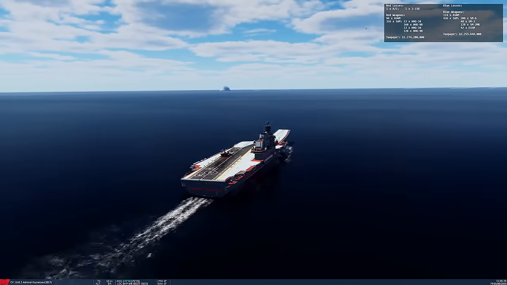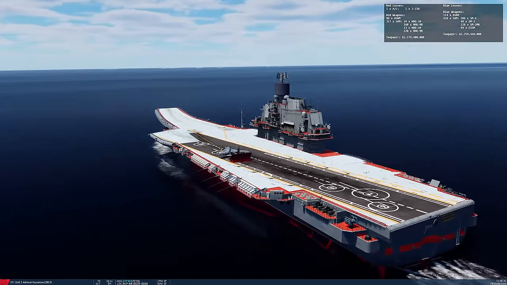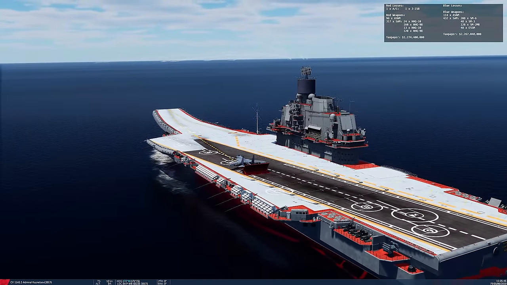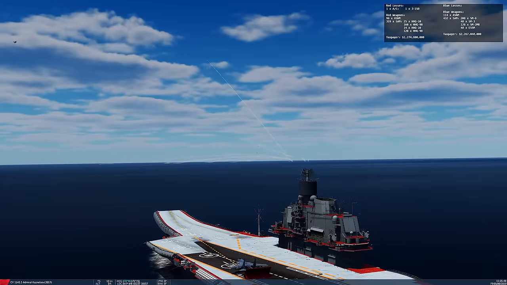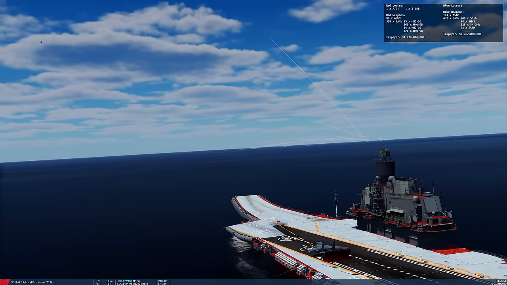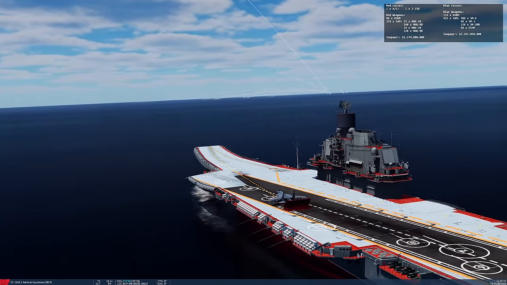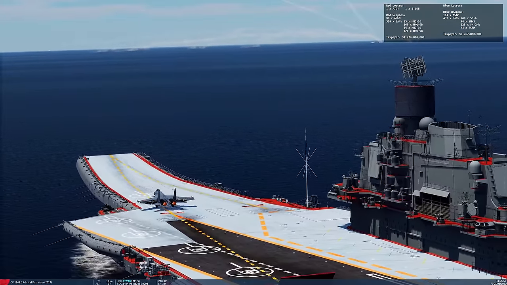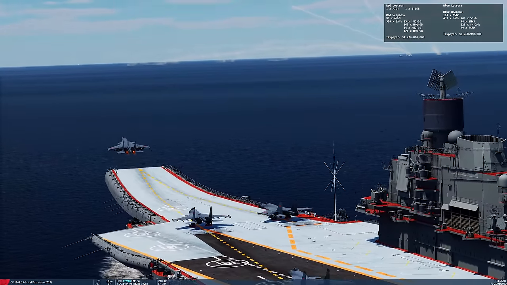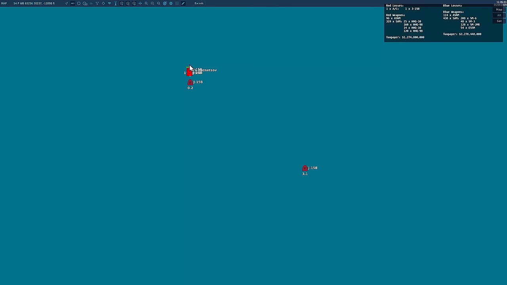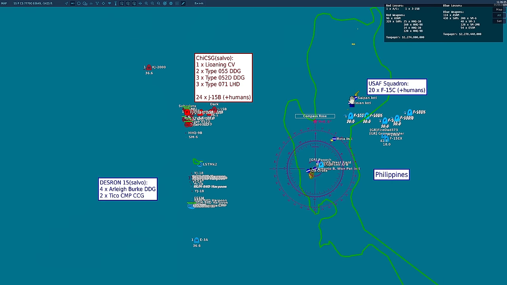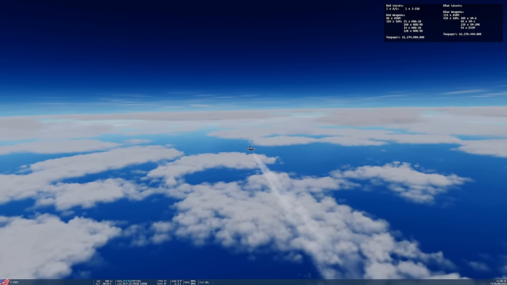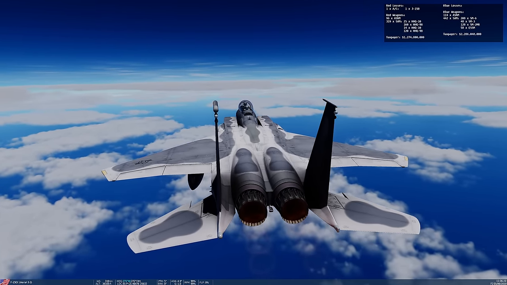Here we have the Liaoning, very similar to the Kuznetsov carrier. Obviously the J-15s are doing their thing and taking off. Wow, look at the combat ahead. The American squadron of F-15s must be over here. They have now reached the Philippines with their fuel intact, and they're now afterburning, which means they're ready for combat.